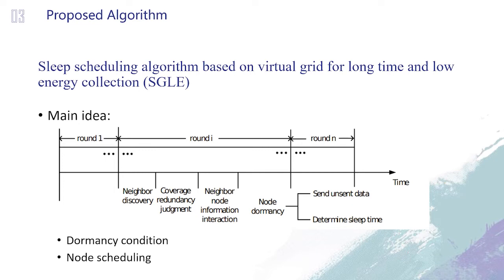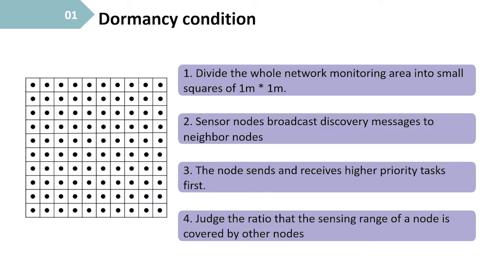As shown in the figure, each round includes several stages: neighbor discovery, coverage redundancy judgment, neighbor node information interaction, and node sleep. Before describing the schedule mode of nodes in a complete round, let's introduce the judgment of node sleep conditions.